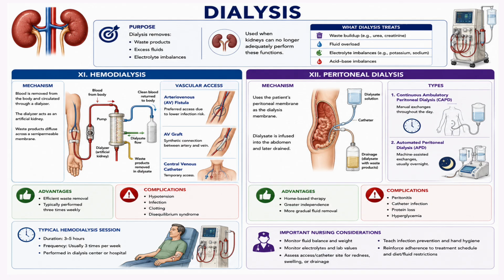Hemodialysis circulates blood through a machine called a dialyzer, which acts as an artificial kidney, basically. Peritoneal dialysis uses the patient's own peritoneal membrane as the dialysis membrane. Although dialysis can sustain life, it does not fully replace normal kidney function and requires ongoing management. We can't just dialyze once and then we're done; they constantly have to get dialysis three times a week.